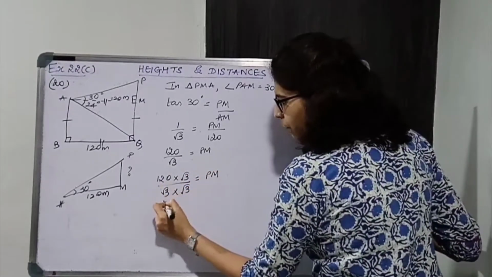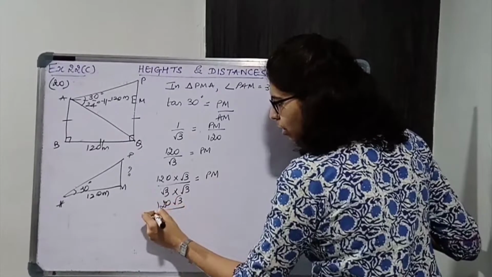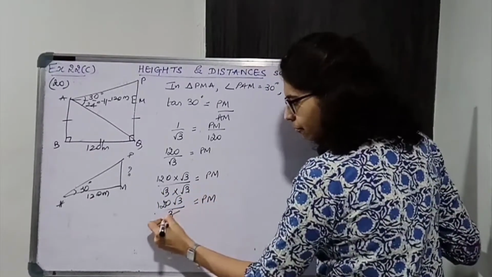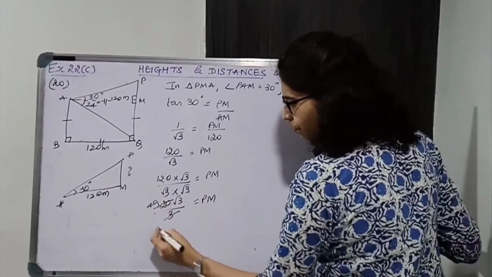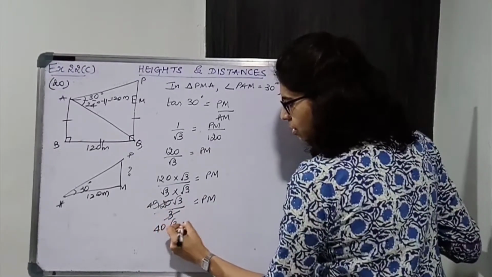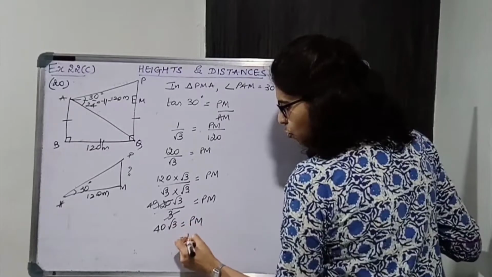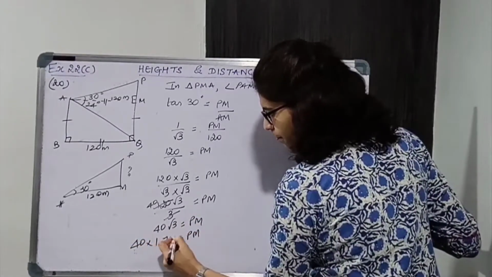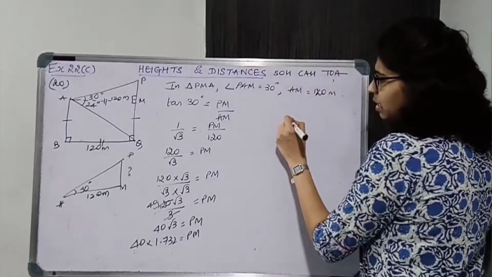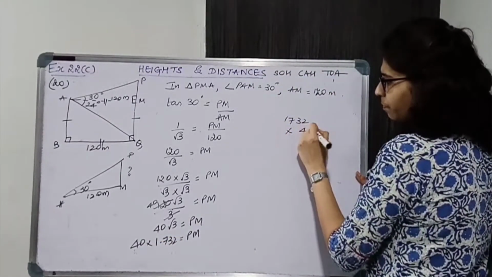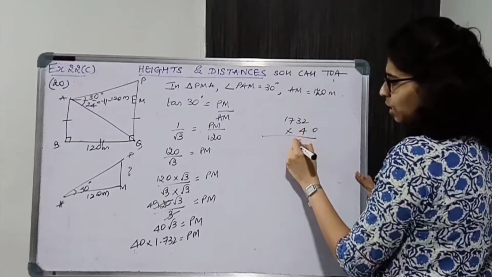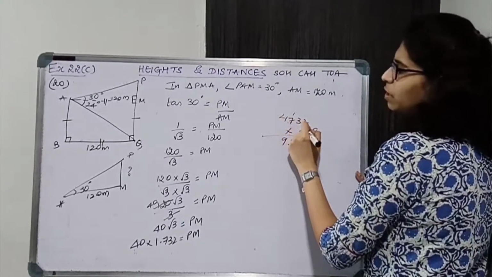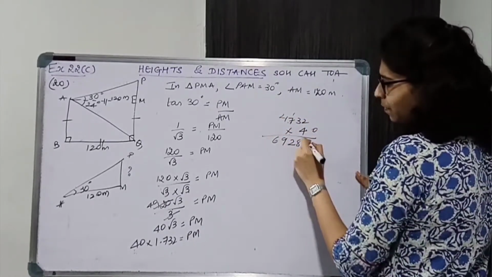So this will become 120 root 3 upon root 3 into root 3, 3 हो जाएगा. 3 4s are 0. So 40 root 3 is equal to PM. So just find the value. 40 into 1.732. Okay. So 1732 into 4 and 0 है. So 4 2s are 8, 4 3s are 12, 7 4s are 28 plus 1 29, 4 1s are 4 plus 2 6 and 0.